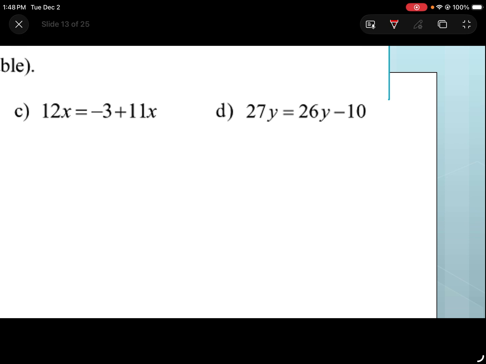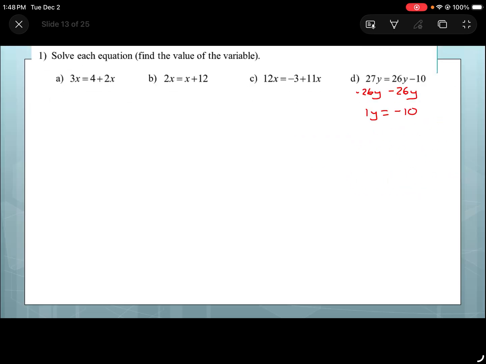so 27y equals 26y, take away 10. Okay. Which way is less, 27y or 26y? It's 26y, so let's take away 26y from both sides. If I do that, I just get 1y equals negative 10, and then I don't have to do anything. I'm done, right? Because y is negative 10, and that's all I wanted. Cool. What about the next one?